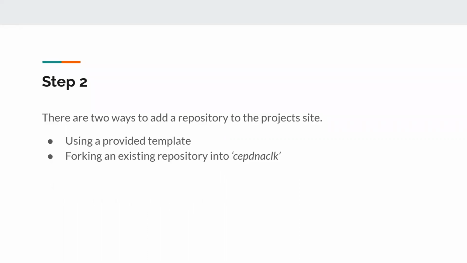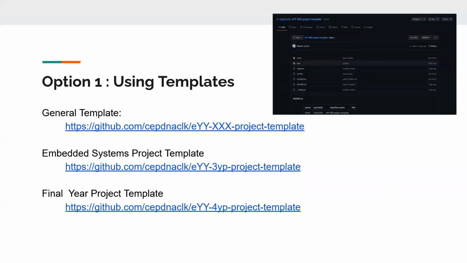There are two ways to add a repository to the project site. One is using a provided template, or forking an existing repository into the organization. If you are using an existing template, you could use the general template, the one for embedded system projects, or finally a project template.